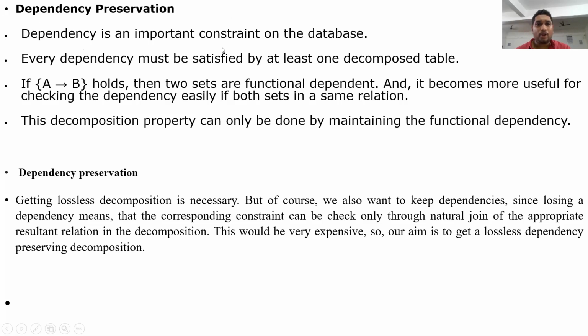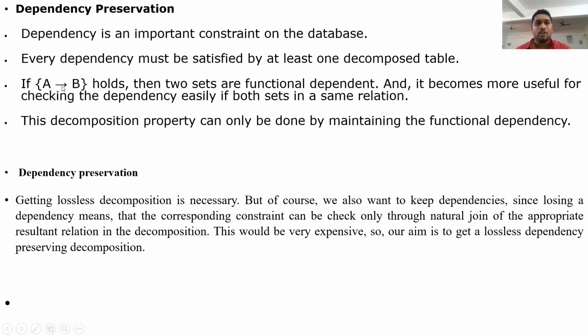It is an important constraint on the database. Every dependency must be satisfied by at least one decomposed table. So we are dividing two or more relations. If you want to combine two or more relations, you have to use dependency constraints. Based upon one dependency constraint, you can retrieve a combination of two relations. If A to B holds, then the two sets are functionally dependent.